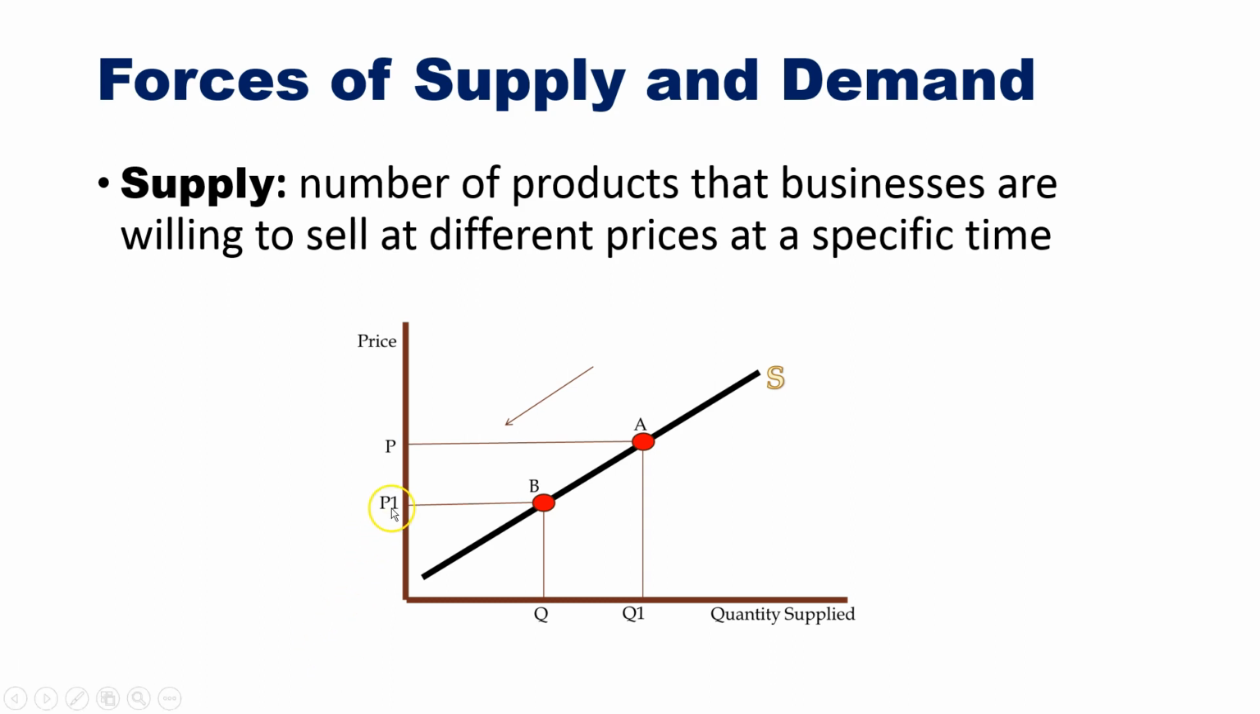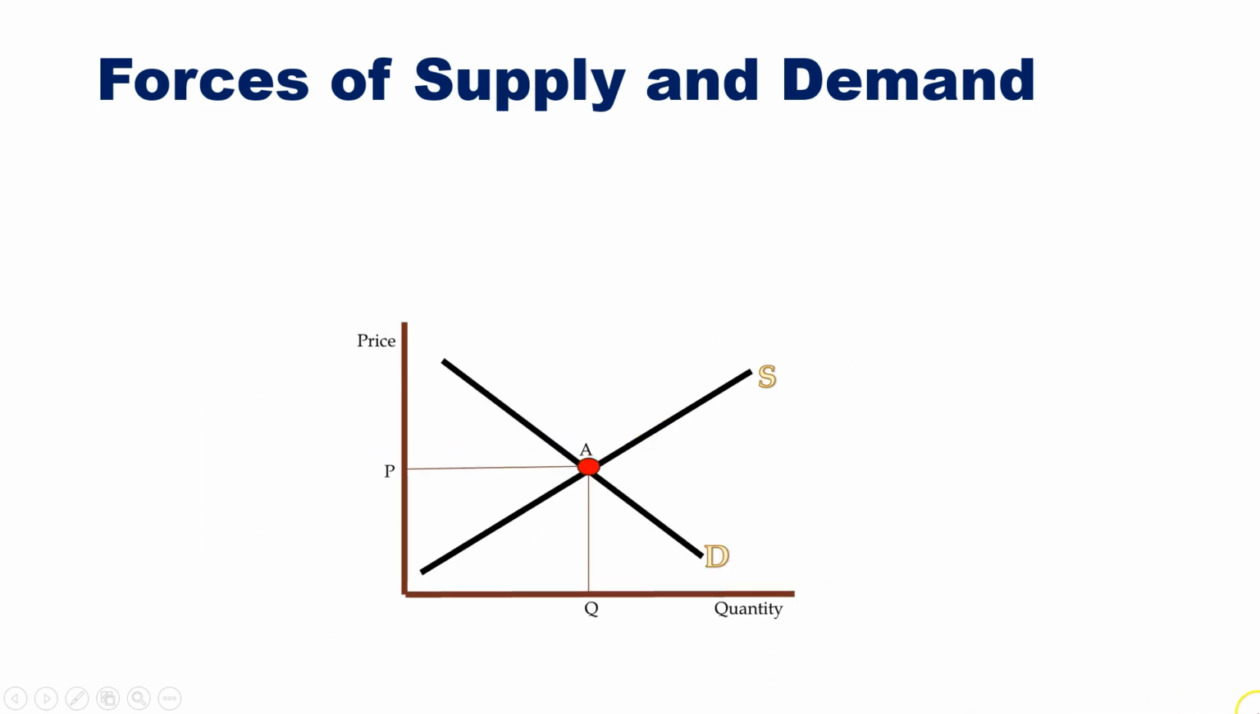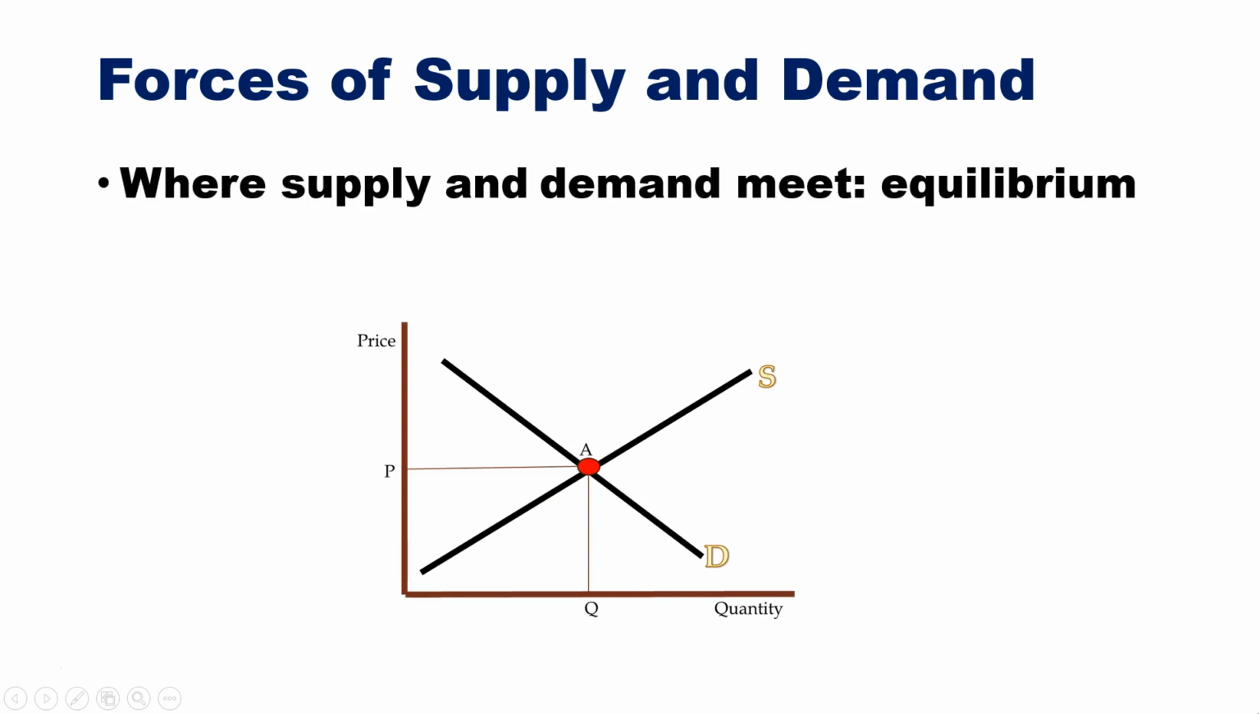And not surprisingly, as the price goes up, more of that quantity is supplied. And the interaction between these two curves is, as you can see here, where the curves meet, in this case A, which is called the equilibrium.